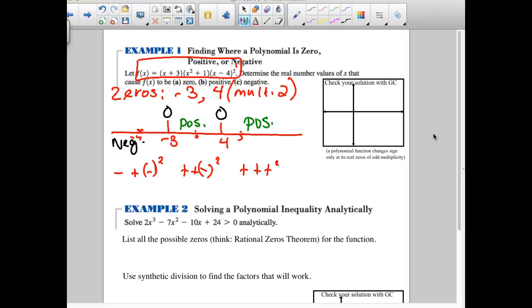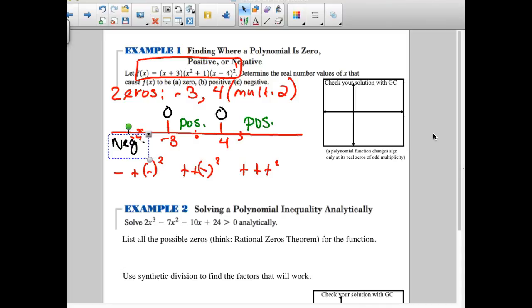Okay? Now, I want you to think a little bit. We talked about this 4 having a multiplicity of 2 and the idea that the graph would bounce there. So does it make sense that if I'm between -3 and 4, I'm positive? I'm going to bounce at 4 and still be positive? So that fits? Yes? The -3 had a multiplicity of 1, which means my graph should cross the x-axis there. So it makes sense that I'm negative here and I'm positive over here.